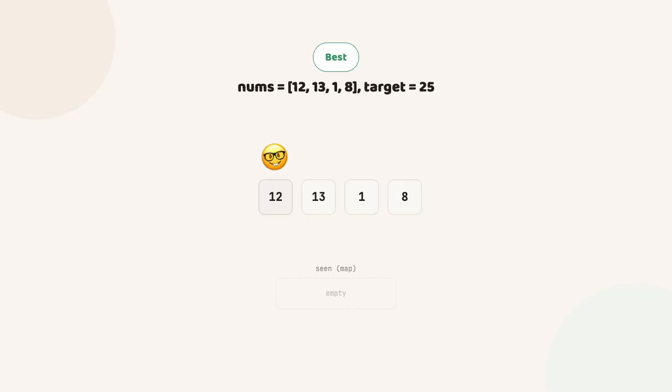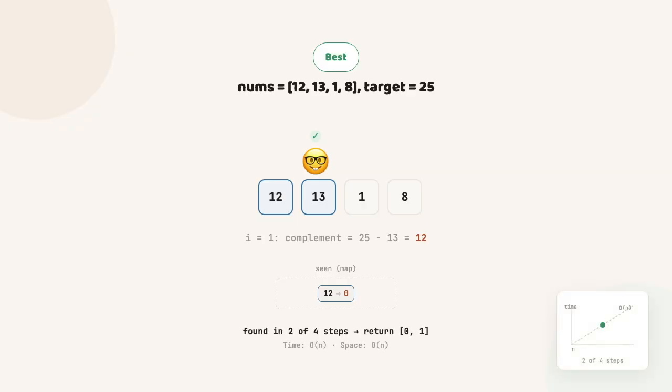We will focus on time complexity first. There are three cases: best, worst and average. Let's start with the best case. You can see we have our numbers and our target is 25. In the best case, you find the pair within 2 iterations. Here 12 plus 13. We found it in 2 of 4 steps and we return index 0. You can see the number of steps scales with the iteration count. So we can say this is O(n) complexity.